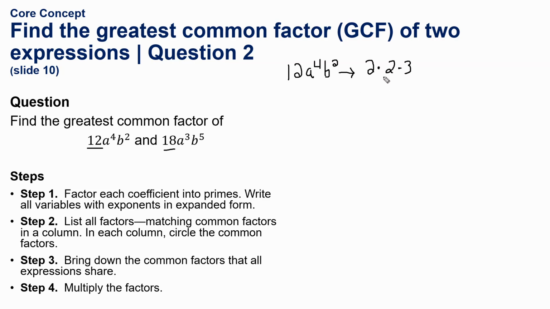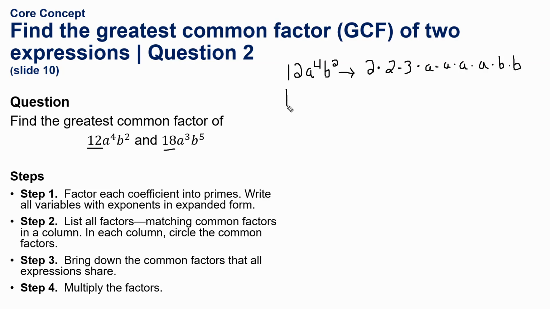So that is 12. 2 times 2 is 4. 4 times 3 is 12. And then we have our a to the 4th power, which is a times a times a times a. And then we have b squared, b times b. Now, eventually you won't necessarily have to list all these out. You could compare the common ones and then choose the variable that's smaller. So eventually we're getting to that point. But for the time being, let's go ahead and list them all out in expanded form.